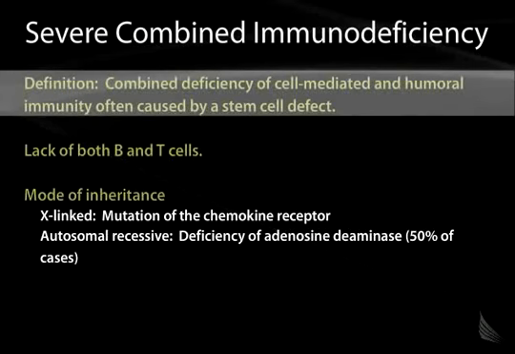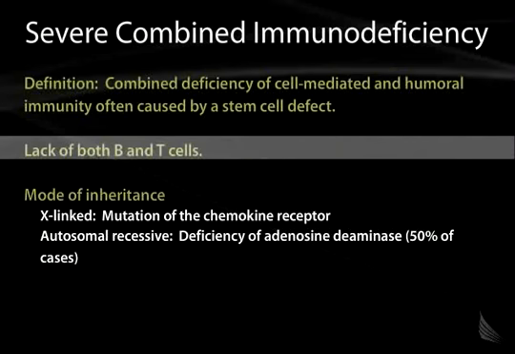The definition of this disorder is, as the name implies, a combined deficiency of cell-mediated and humoral immunity, often caused by a defect in the stem cell that is supposed to lead to the development of both B and T cells. Hence, in general, both will be low in these patients, although there is a slight difference between the two forms of inheritance. Those patients who present with the autosomal recessive form of severe combined immunodeficiency due to a deficiency in adenosine deaminase will tend to have deficiencies both in B and T cells. Those patients with the X-linked form who have a mutation in the chemokine receptor will tend to see T cells affected preferentially, with a slightly lesser effect on B cells.